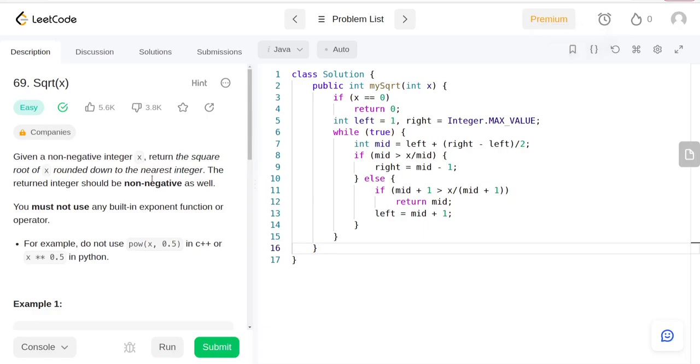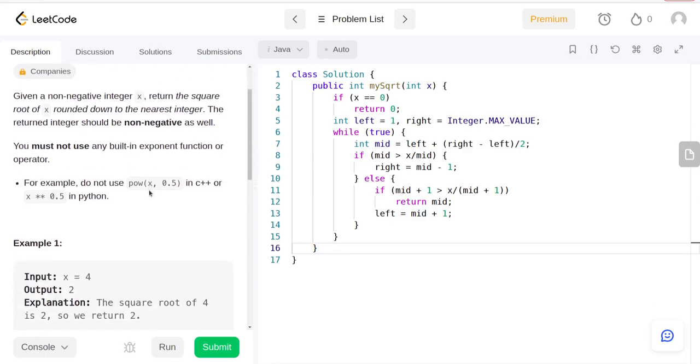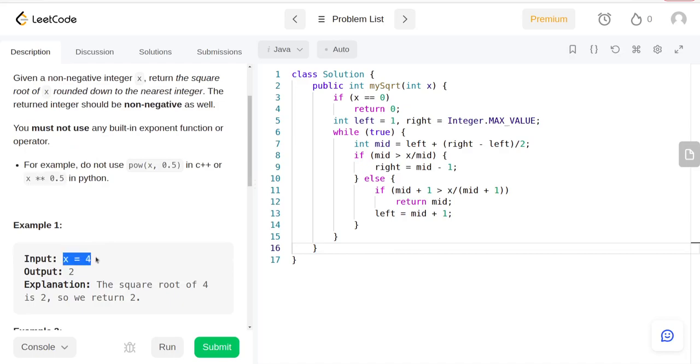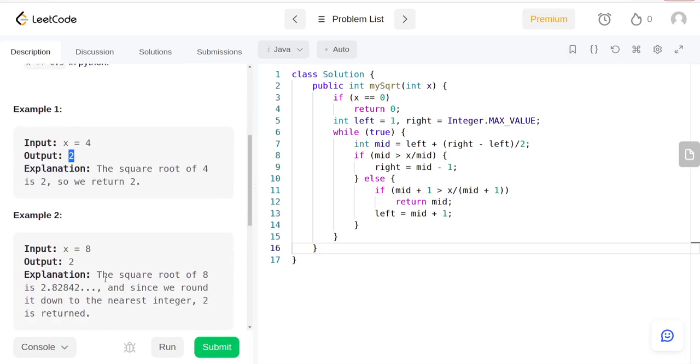Today we're going to be working on another Amazon interview question. This is LeetCode question number 69, square root of x. They are telling us not to use any function like this or this in order to achieve that. We have been given x equal to 4, the rounded square root would be equal to 2. In case of 8, the square root is going to be this. Since we round it down to the nearest integer, 2 is going to be returned.